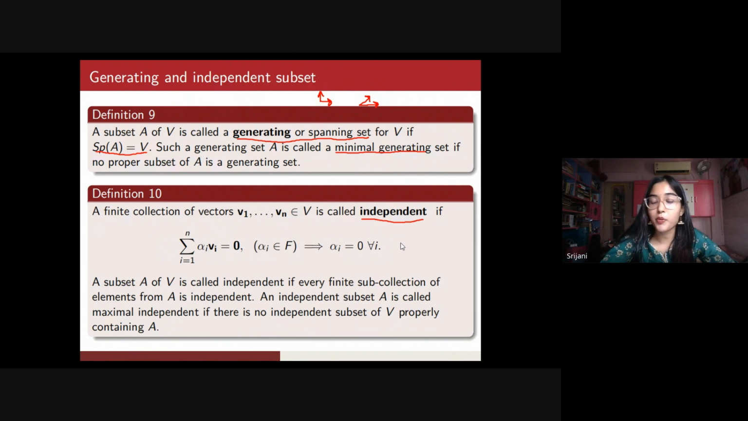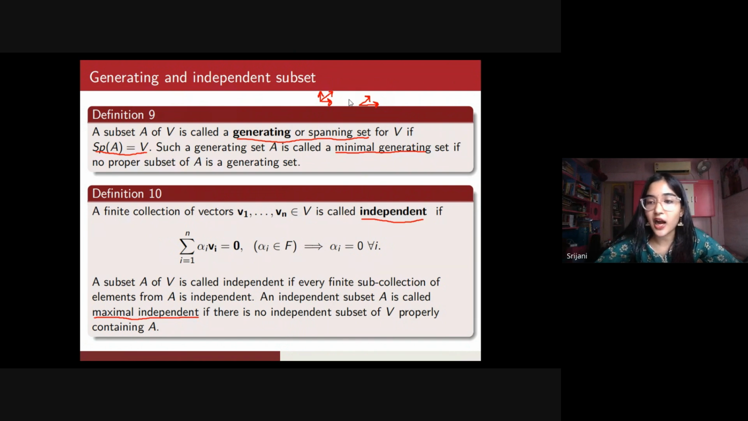So what is the opposite of this? That is linear dependence, which means the 'for every' will turn into 'there exists'. There exists some alpha i which is not 0, but the summation of alpha i v i is 0. So some non-trivial linear combination is 0. And for independence, we have something called a maximal independent set if there is no independent subset of V properly containing A. Again, take the example of i cap, j cap. Suppose we take a different vector, say 2 i cap plus 3 j cap. Something like this.